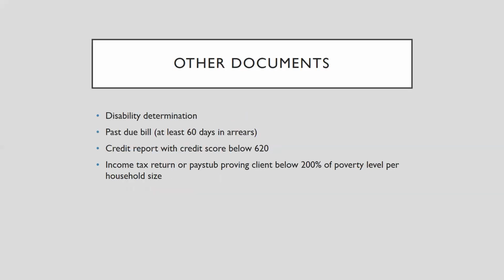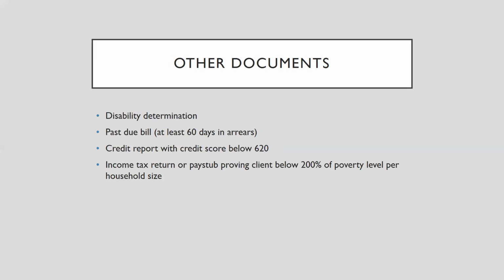Other documents that you can use to determine eligibility would be a disability determination letter, a past due bill that's at least 60 days behind, a copy of a credit report with a credit score below 620, or income tax return or pay stub proving that the client or household is below 200% of the poverty level for their household size.